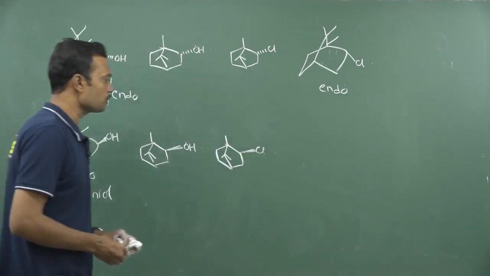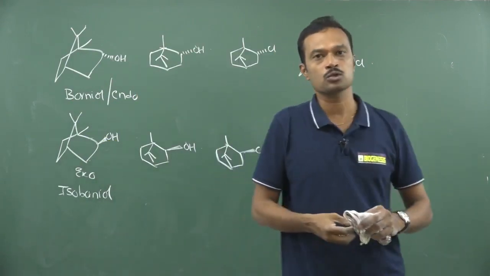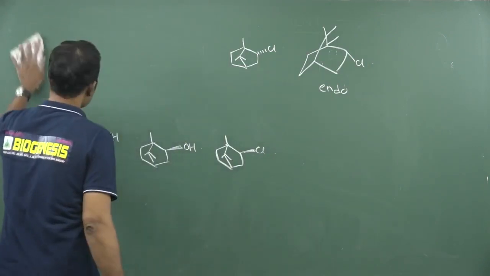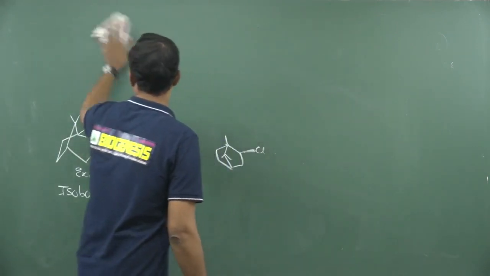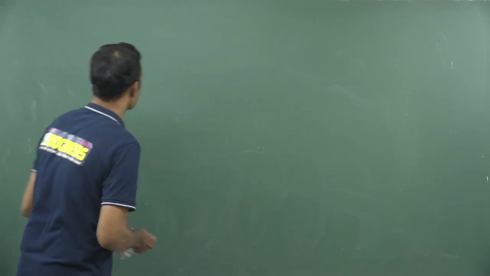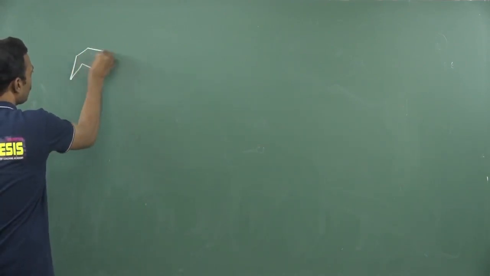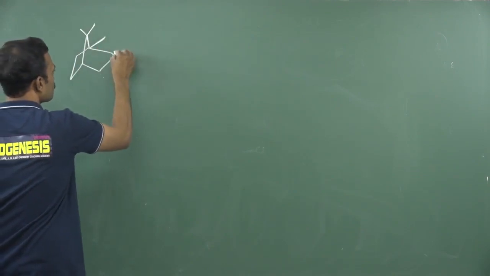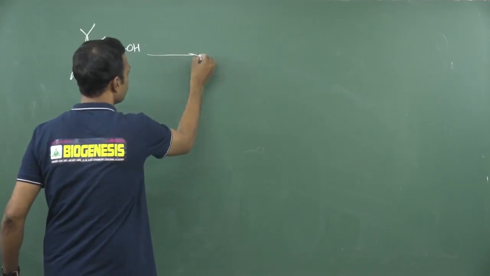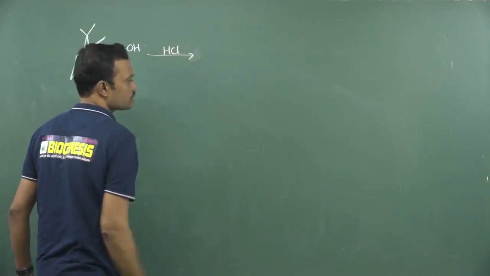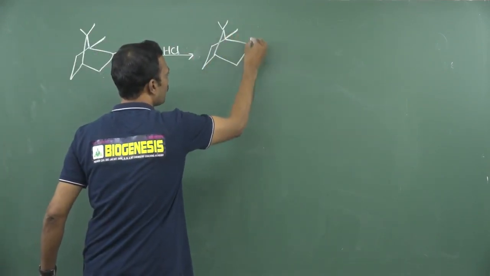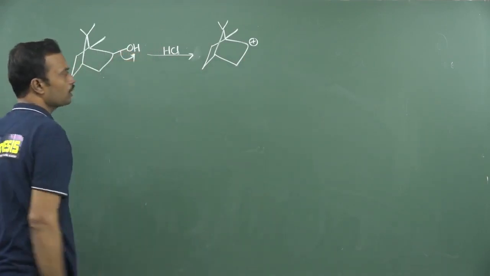So Wagner-Meerwein rearrangement is an excellent reaction to prepare most of the terpenoid skeletons. I will show how to prepare camphene. Camphene is a selective hydrocarbon derivative which is prepared from Wagner-Meerwein rearrangement. It is also a question asked in examinations. I am taking bornyl here, which is alcoholic in nature. If I use an acidic medium, that is hydrochloric acid, then dehydration takes place here. After dehydration you get a carbocation.